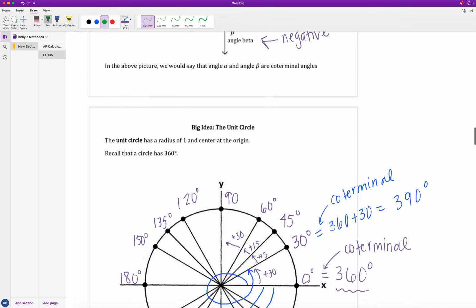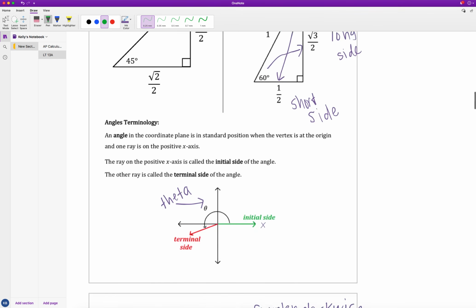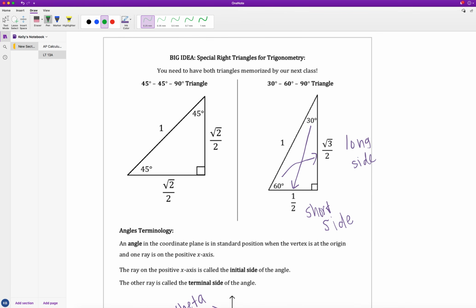The next thing you really want to have down is go back to your 30, 60, 90 triangle and your 45, 45, 90 and make sure we have the sides of these triangles memorized. Remember, the hypotenuse is always going to be 1. And then in a 45, 45, 90, the legs are equal, so they're both root 2 over 2. And then in the 30, 60, 90, if the hypotenuse is 1, the side opposite 30 degrees is my short side, which is 1/2, and the side opposite 60 degrees is my long side, which is root 3 over 2. So those are the two big things we've got to have kind of down in our head before we move into finding values for sine, cosine, and tangent in our next lecture.